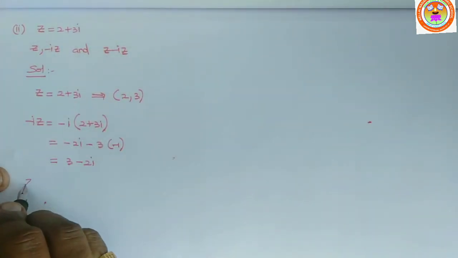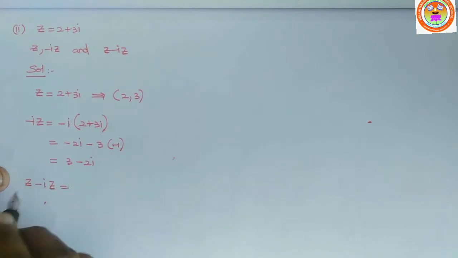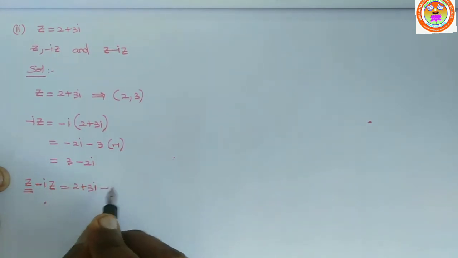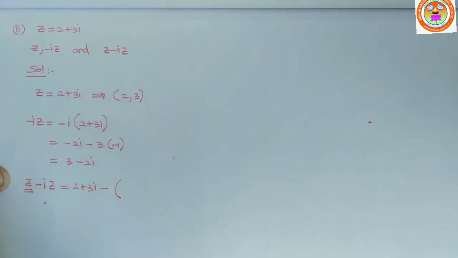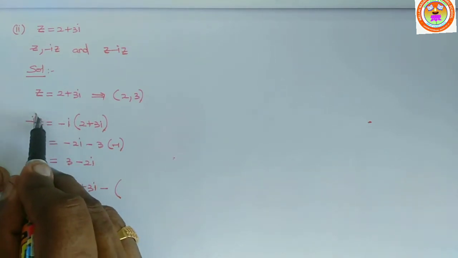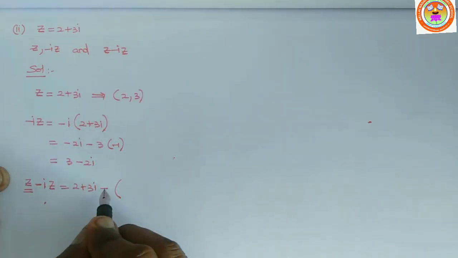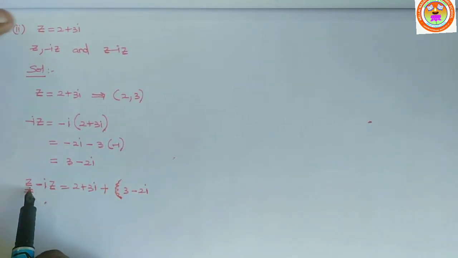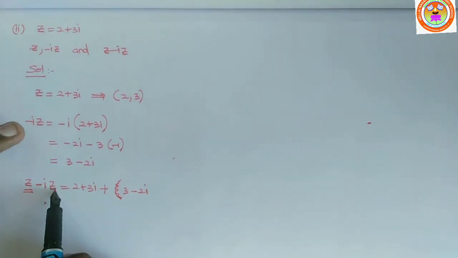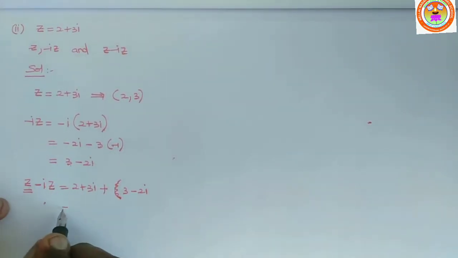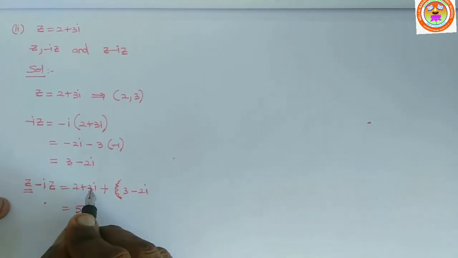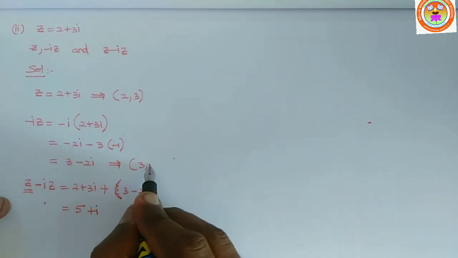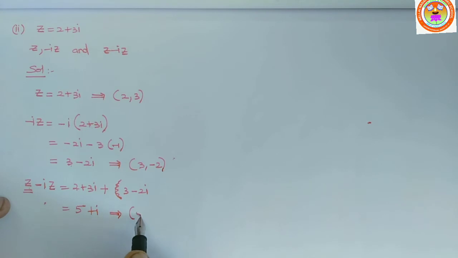Finally, z minus iz is equal to, what is the z value? 2 plus 3i. Minus, what is the iz value? Otherwise you can simply write the minus iz value. What is the minus iz value? 3 minus 2i. So write 3 minus 2i. The z value is 2 plus 3i, plus the minus iz value 3 minus 2i. So write 2 plus 3, 5. 3i minus 2i gives us plus i. For this you can write the point 5 comma 1.